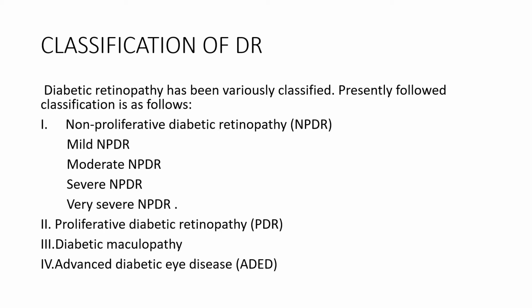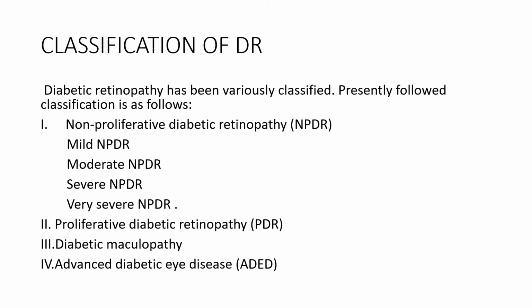Now classification of diabetic retinopathy. Now this is important. It has been variously classified. The presently followed classification is as follows. We have NPDR, which is non-proliferative diabetic retinopathy. Second is proliferative diabetic retinopathy. Third is diabetic maculopathy. Fourth is advanced diabetic eye disease.